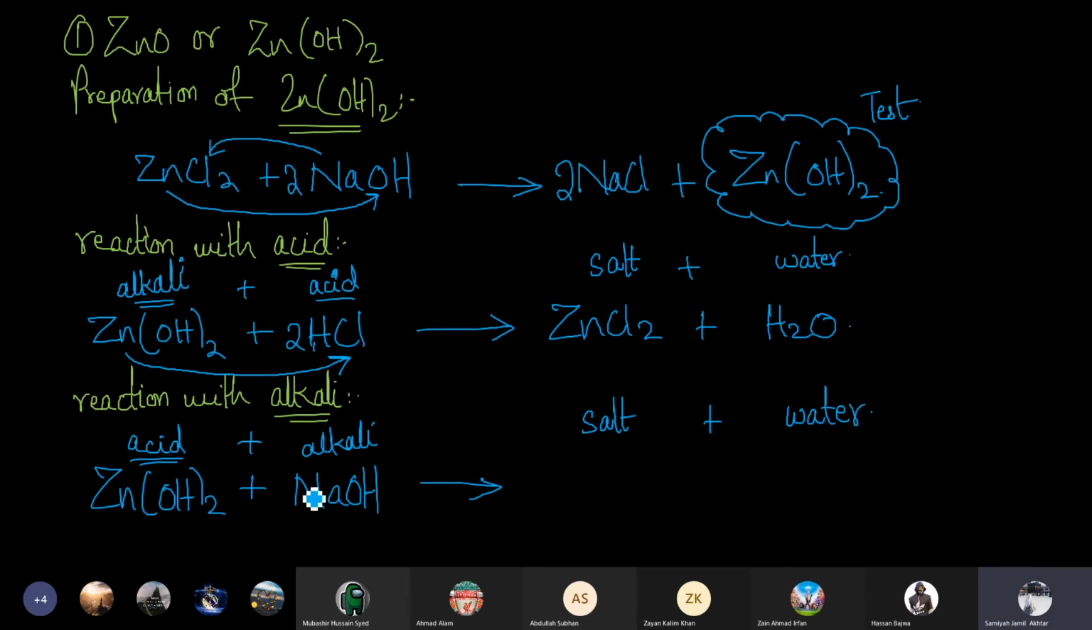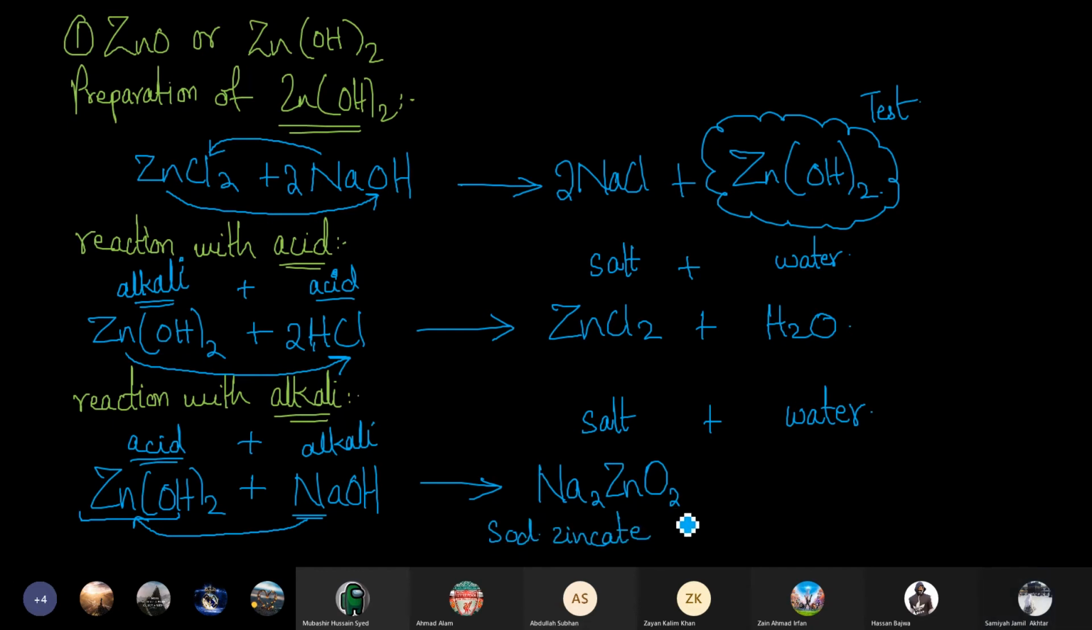The salt which it will form is sodium reacting with zinc and oxygen. So it will form sodium zincate, Na2ZnO2. This salt is known as sodium zincate. Sodium zincate salt is formed plus water, H2O.